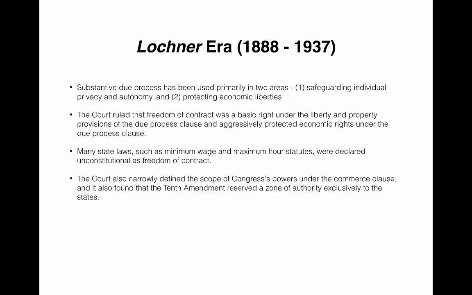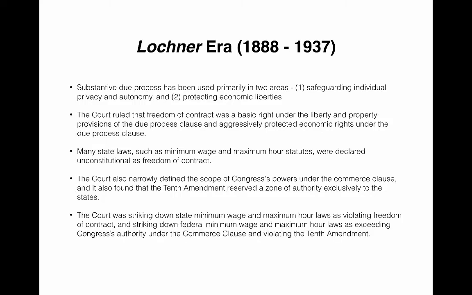During the Lochner era, the court also narrowly defined Congress's power under the Commerce Clause, and also found the 10th Amendment expansive in its protection of powers of the states. And we talked about the court's narrow view of the Commerce Clause last semester, and we also talked about the court's expansive view of the 10th Amendment with respect to states' rights.